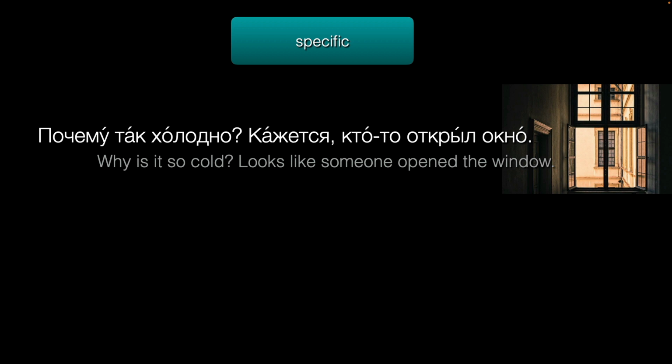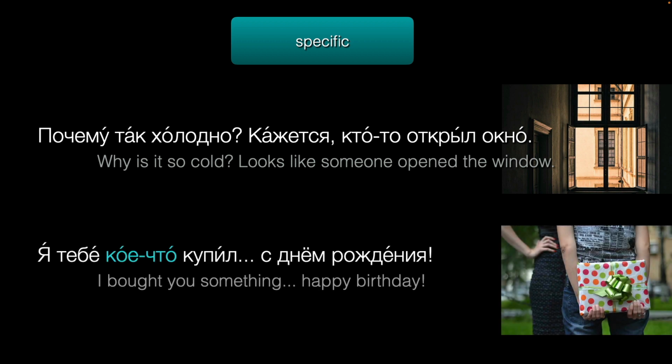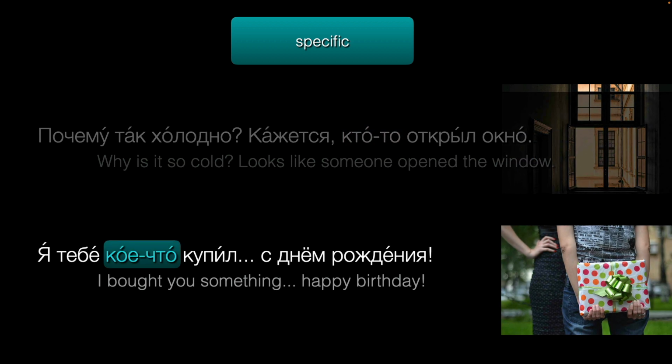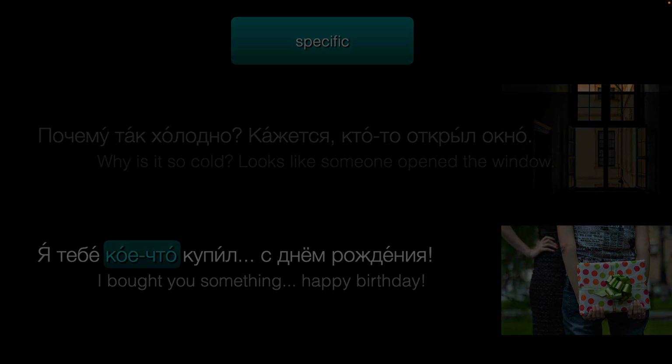But we can distinguish yet another kind of indefiniteness. Я тебе кое-что купил. С днем рождения. In this first example, we may know or we may not know who opened the window. But here, when I say кое-что, I definitely do know what I bought. I'm just not telling you right away. And this is a very common context for using кое with a question word, when the speaker has something specific in mind and can even identify what it is, but chooses not to at the moment for one reason or another. Let's look at some more examples.